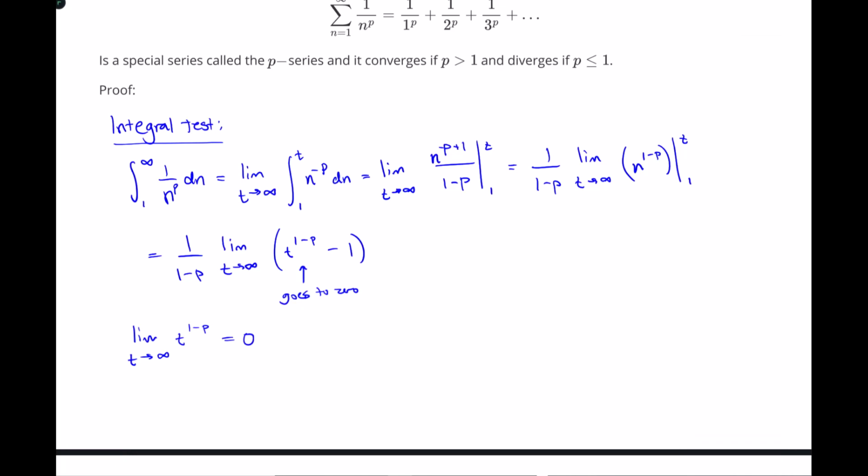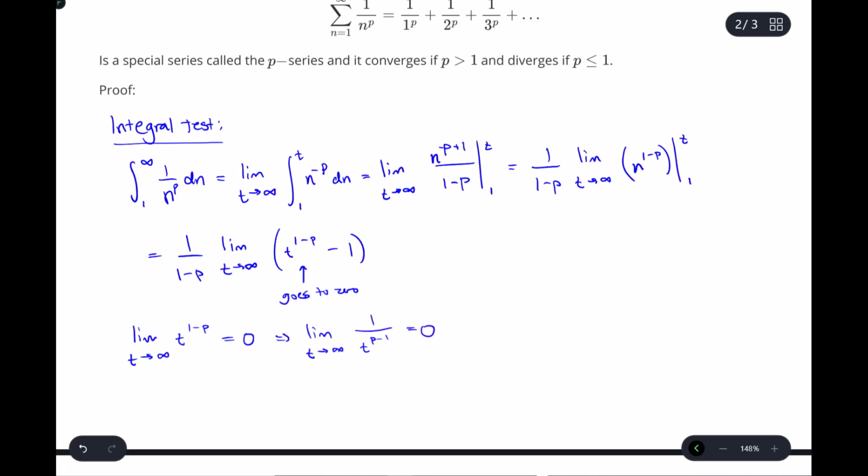So the way that we would make that happen, let's rewrite this as the limit as t goes to infinity of 1 over t to the p minus 1. All I've done is negate this exponent. When you negate an exponent, you can bring it down into the denominator. So I negated it and brought it into the denominator, but the act of negating and bringing it into the denominator cancels out, so this is still equal. So I want this limit here to be 0.